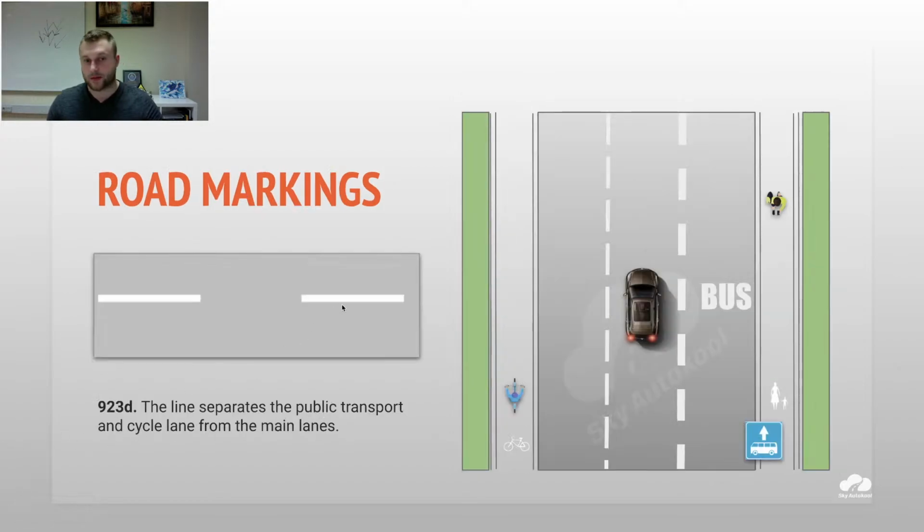This one, as we already talked about, wide breakable line. The line separates the public transport and cycle lane from the main lanes. So this is the bus lane as you see, and it's wider than the casual one.